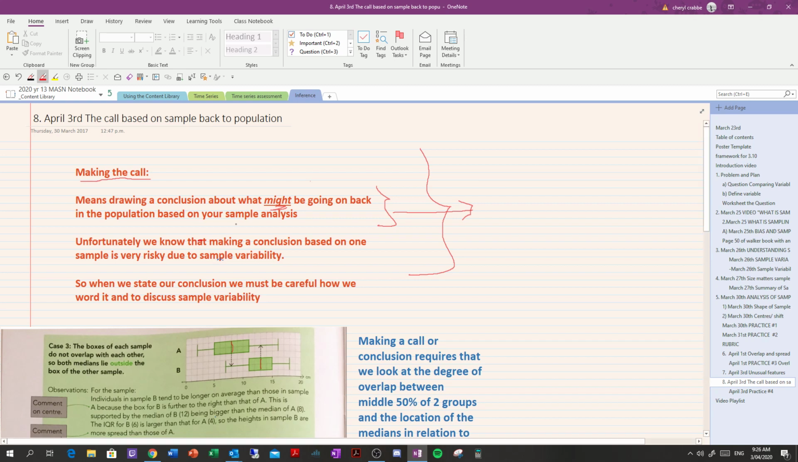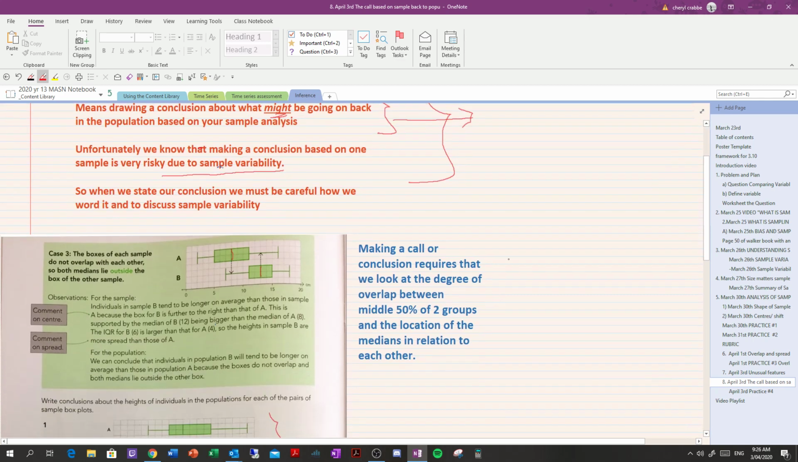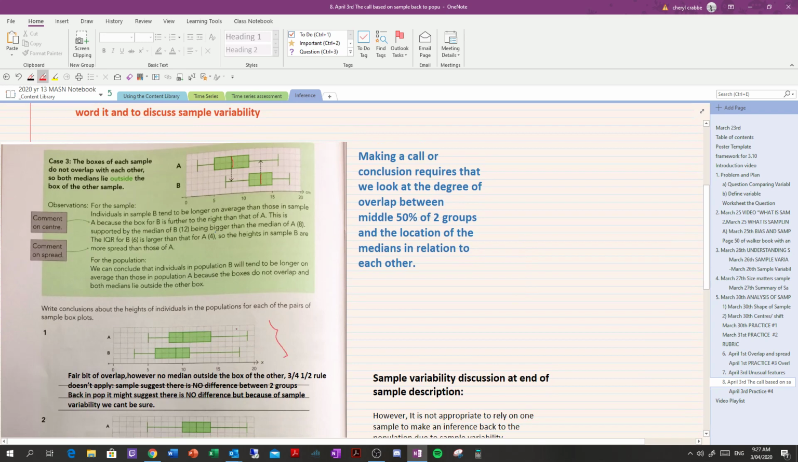Because of sample variability, unfortunately, we know that making a conclusion based on one sample is very risky. So when we state our conclusion, we must be very careful how we word it and discuss sample variability. Now, this has to be in your internal somewhere. And usually, I think it makes sense for it to come at the end of your sample description, once you've finished describing the box plots of your two groups.